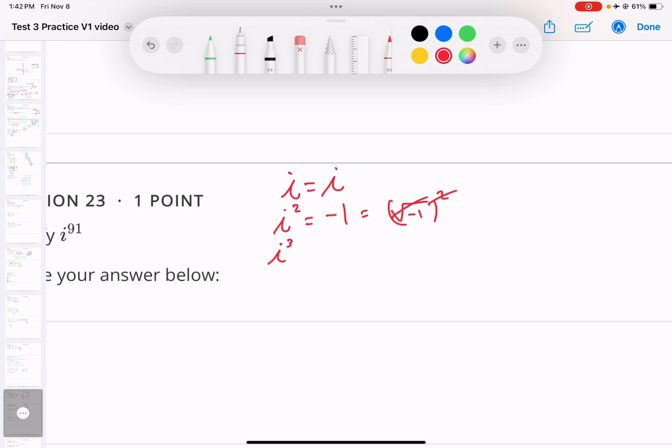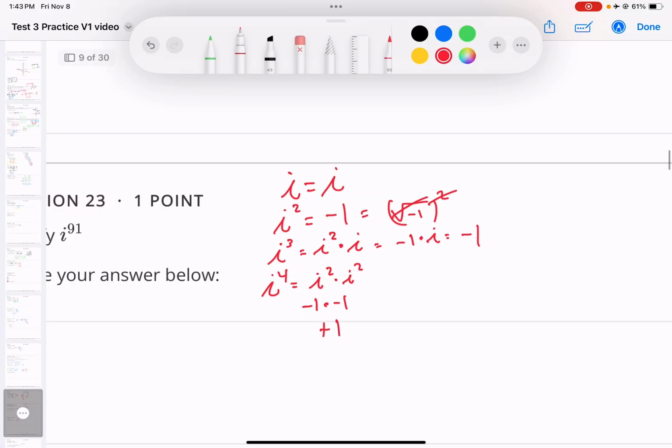Then you've got i to the third, which is equal to i squared times i, which is just -1 times i, which is negative i. And I'll rewrite this so that it's a little bit smoother. And then i to the 4th is just i squared times i squared, which is just negative 1 times negative 1, which is a positive 1.